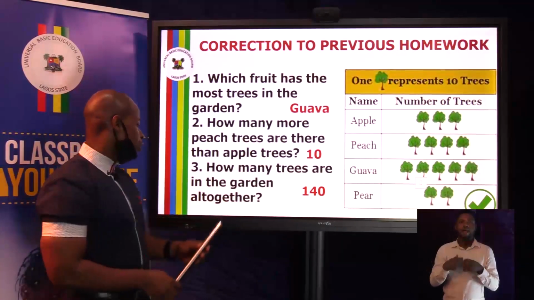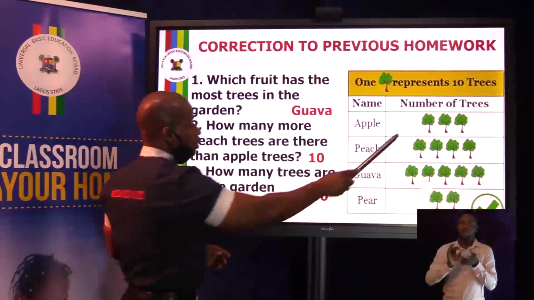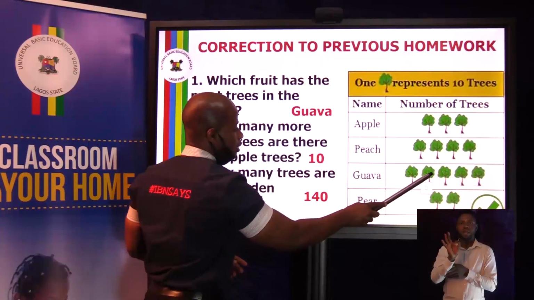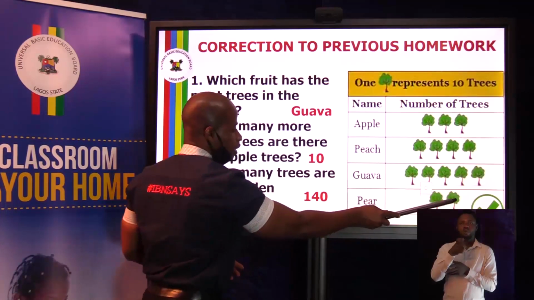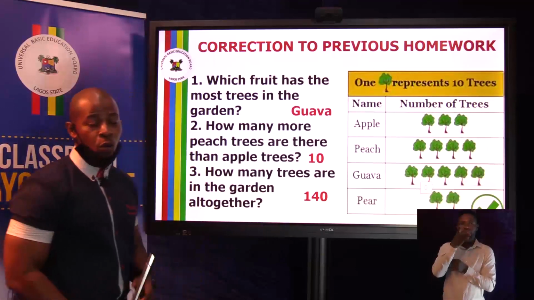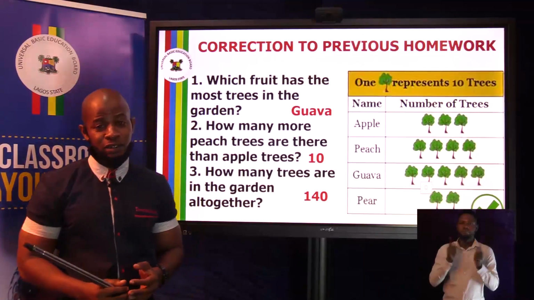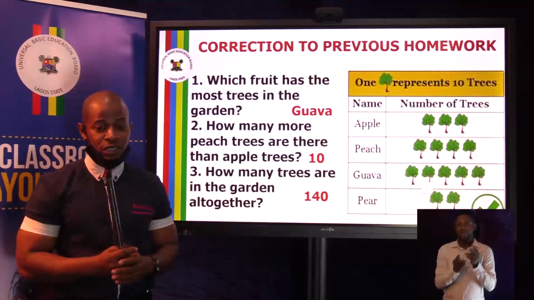Finally, how many trees are in the garden altogether? We've got to count. 10, 20, 30, 40, 50, 60, 70, 80, 90, 100, 110, 120, 130, 140. There are 140 trees in the garden altogether. It must be a very big garden. Now, I'm sure you got all this because it's quite easy. And for that, you deserve a cheer.